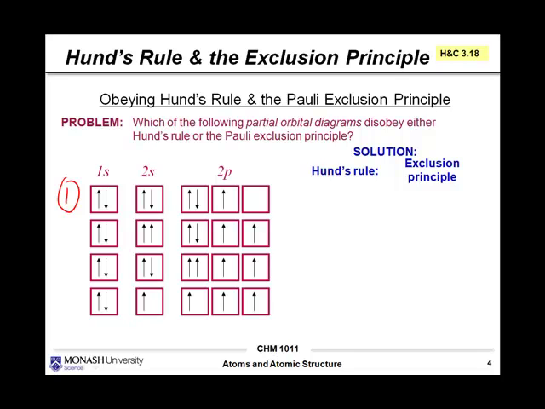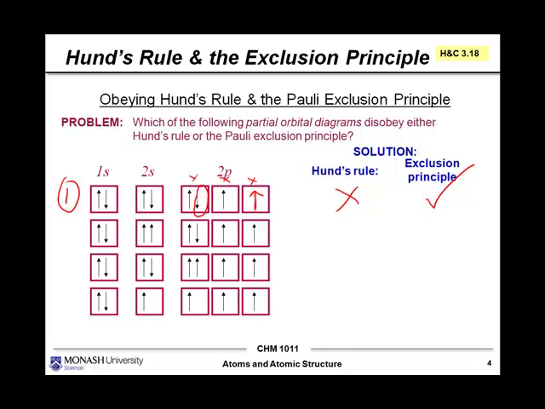Hund's rule states that these 3 electrons should fill 3 atomic orbitals before you put a second electron in. And so this electron here should not have gone in just yet. It should go in there so that you have 3 arrows all pointing up. So in this case, it's disobeying Hund's rule. It's obeying the exclusion principle though, because none of the electrons have parallel spin within the same atomic orbital.